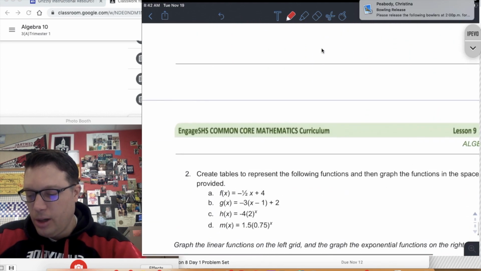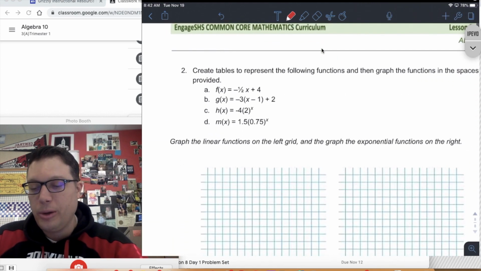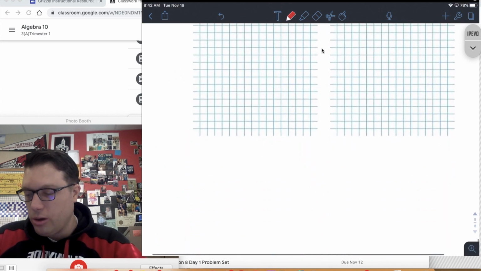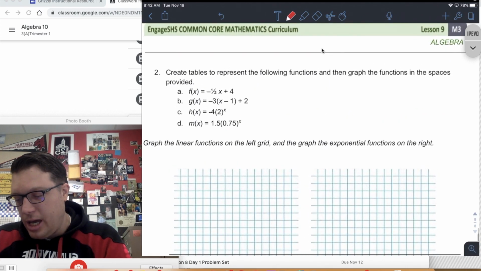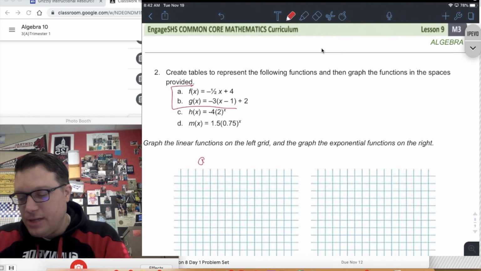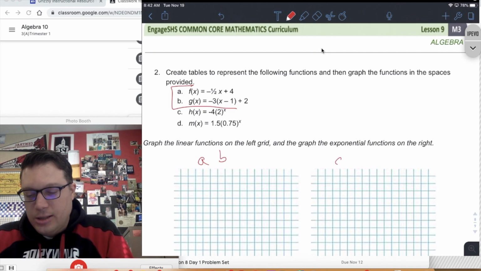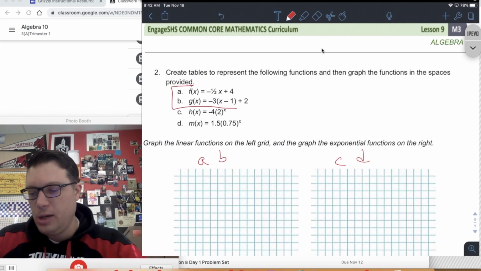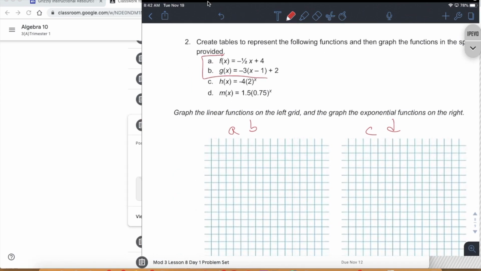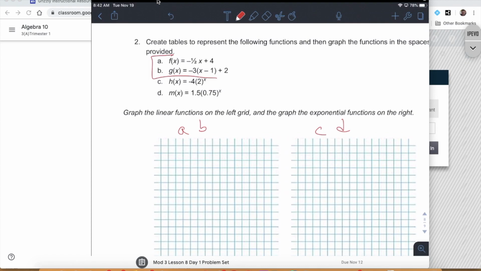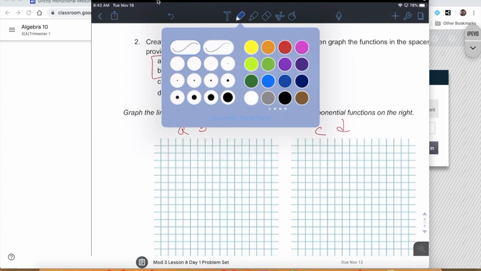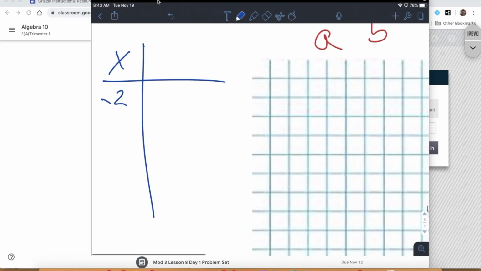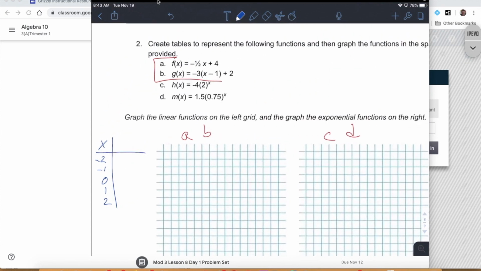On the next page, create tables to represent the following functions and then graph the functions. So we have 4 graphs. I think actually A and B can both get graphed in the first graph space, and C and D can get graphed in the next graph space. When it says create a table, you have to pick your x values. So let's just do x of negative 2, negative 1, 0, 1, 2, and then we go with our y value.